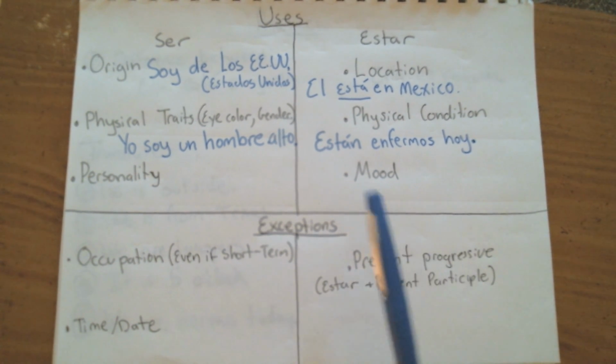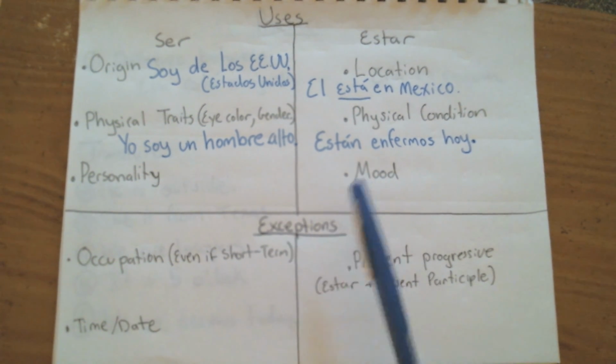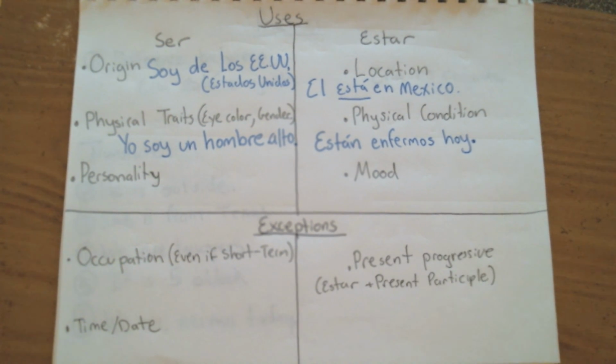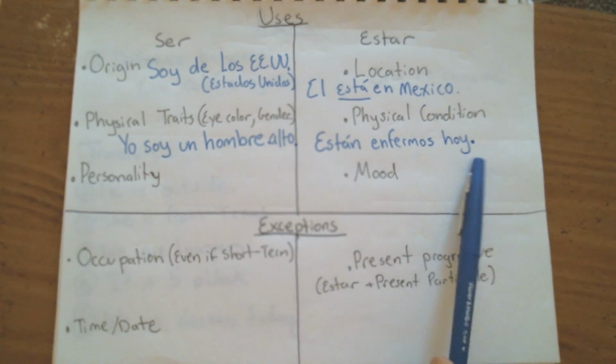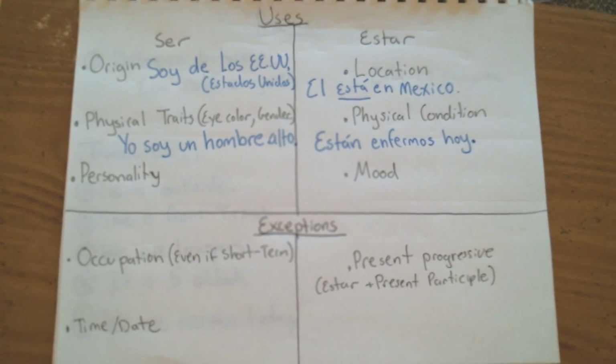It's something they're just going through now, for a couple weeks or whatever. Use estar because it is not a permanent trait of the person. They are going to get better eventually. So for physical condition, if it can be recovered from, use estar because then it's not permanent.